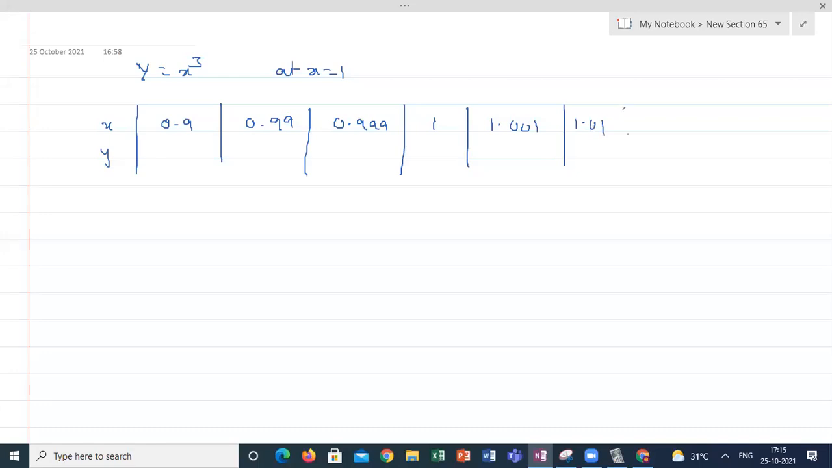Take the x values at x is equal to 1. At x is equal to 1, you have to take the values like this: three values less than 1, then 1, and then 1.001, 1.01, and 1.1. Calculate the y values and let me know what is your answer.